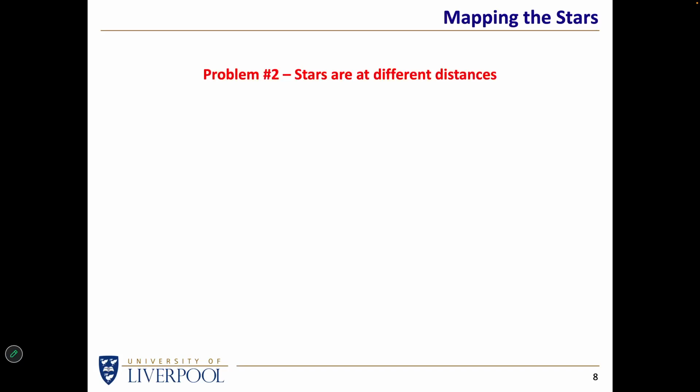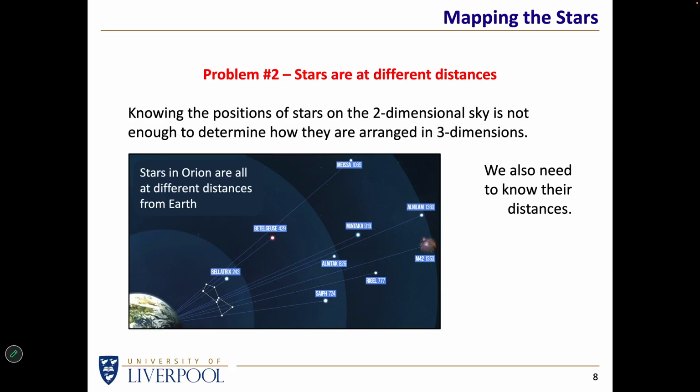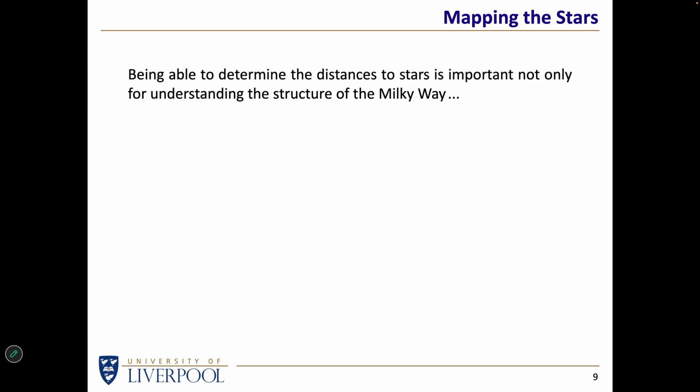The second reason we can't simply take pictures is because we have to accept the fact that we are dealing with a three-dimensional problem. The stars are all at different distances. So although we might see a constellation as a particular pattern in our sky, we have to remember that all the stars are at various distances. And if we want to understand the structure of how stars are moving through the Milky Way, we need the full three-dimensional information. We need to know where they are on the sky, and we need to know their distances.